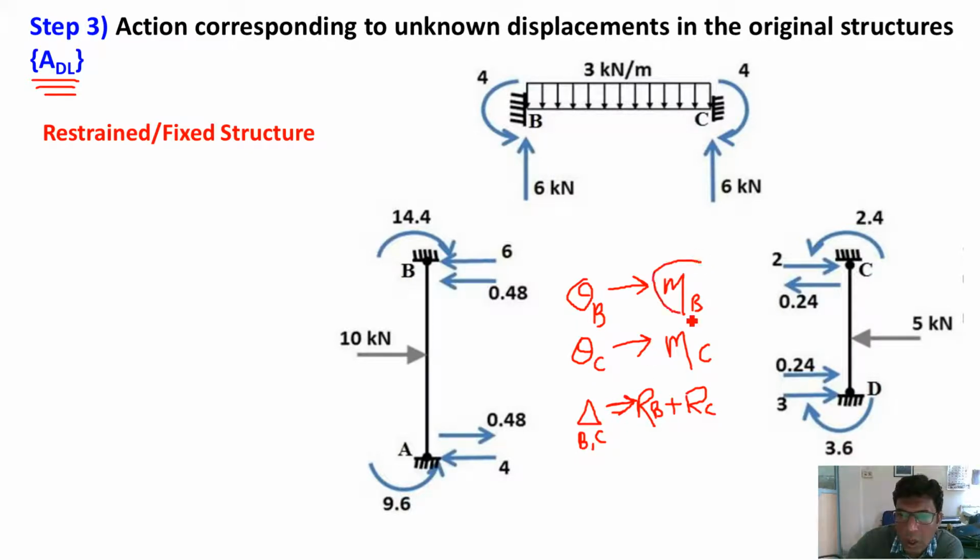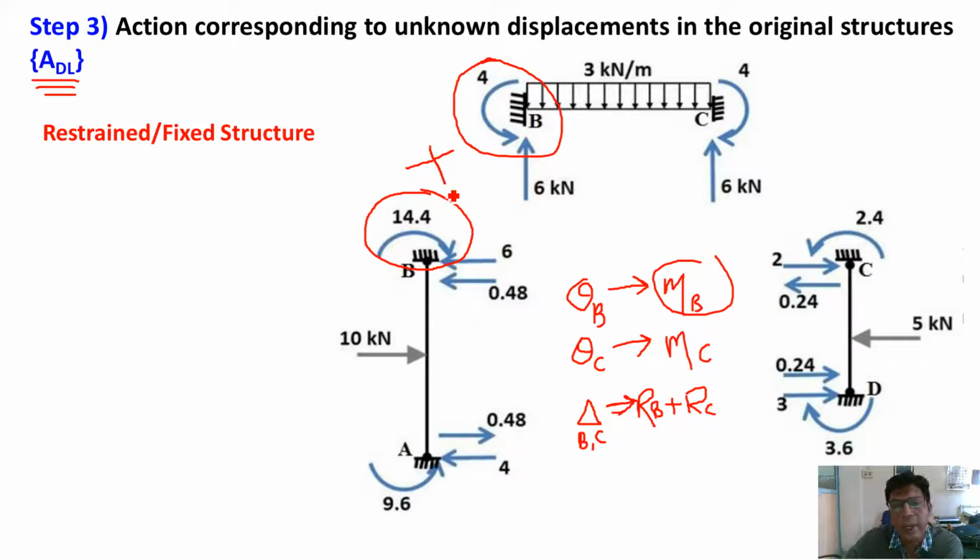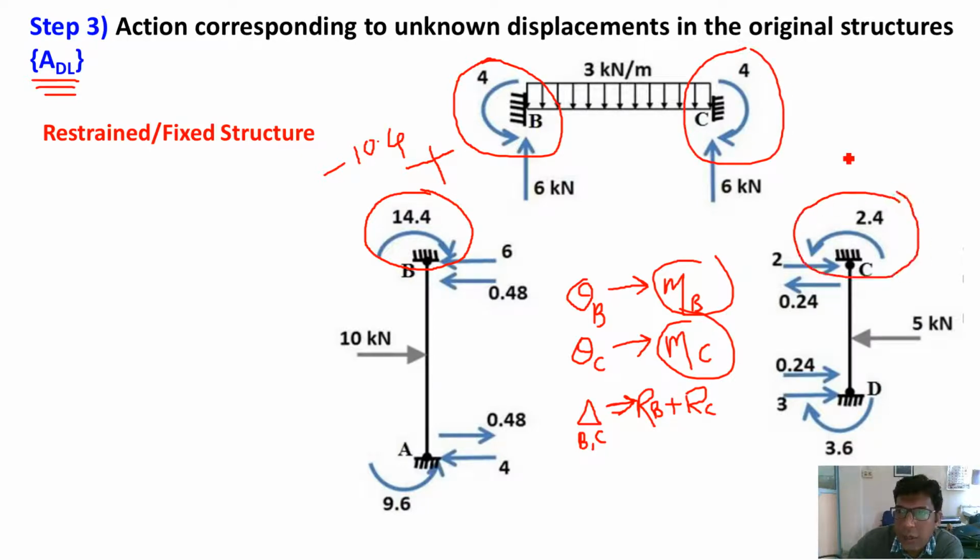So RB plus RC are the corresponding actions. Now what is the moment at B? Moment at B: it is clockwise 14.4 and anti-clockwise 4. The addition of these two is the moment at B. So minus 14.4 plus 4, the answer is minus 10.4. Now what is the second action? It is moment at C. Moment at C is minus 4 and plus 2.4, and the addition is minus 1.6.